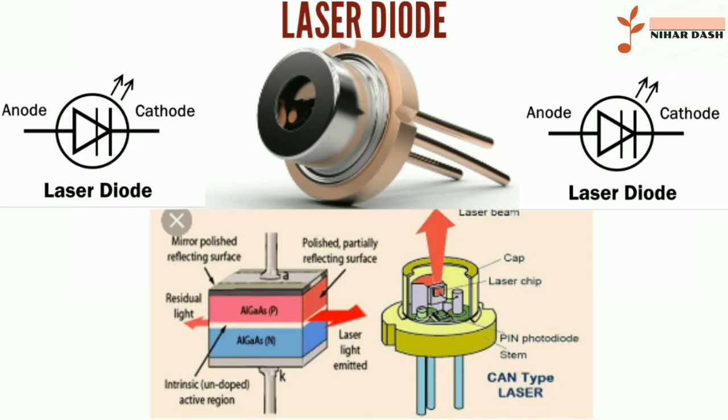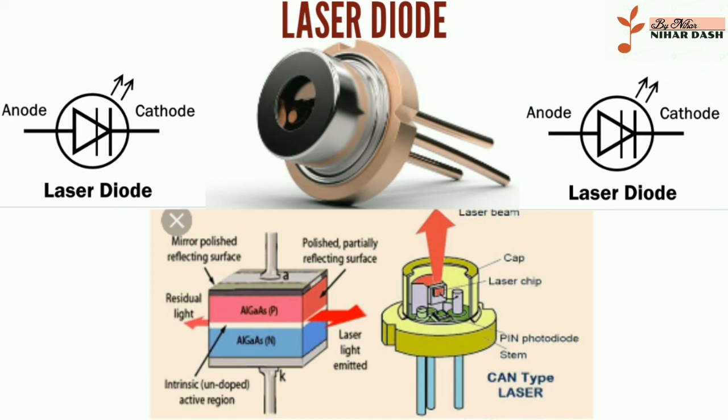Definition: a semiconductor device that generates coherent light of high intensity is known as a laser diode. Laser is an abbreviation for light amplification by stimulated emission of radiation. Stimulated emission is the basis of working of a laser diode. A laser diode is similar to an LED, however, different from an LED. The p-n junction of a laser diode produces coherent radiation. Coherent radiation means the light waves generated by the device have the same frequency and phase.